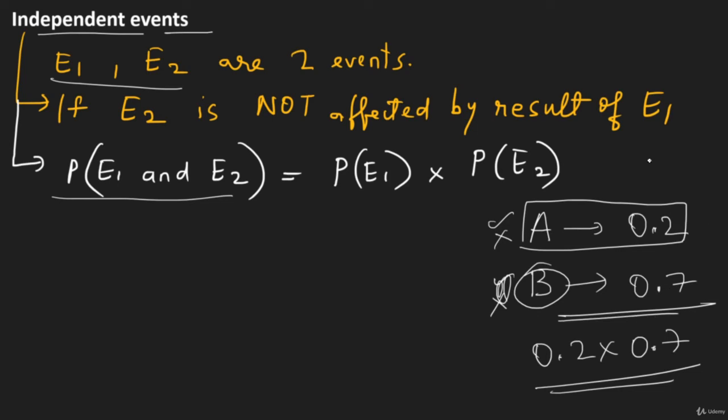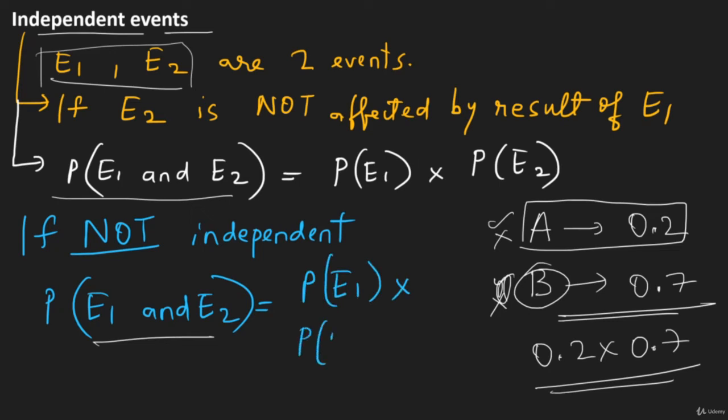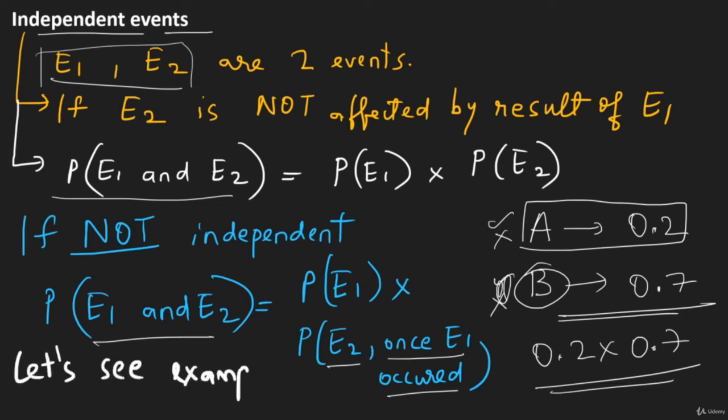Alright, now say that these two events E1 and E2 are not independent. If they are not independent and we need to find the probability of E1 and E2 occurring, that would be equal to the probability of E1 multiplied with the probability of E2 occurring once E1 has occurred. Now let's see some examples to understand this in a better manner in the following videos.